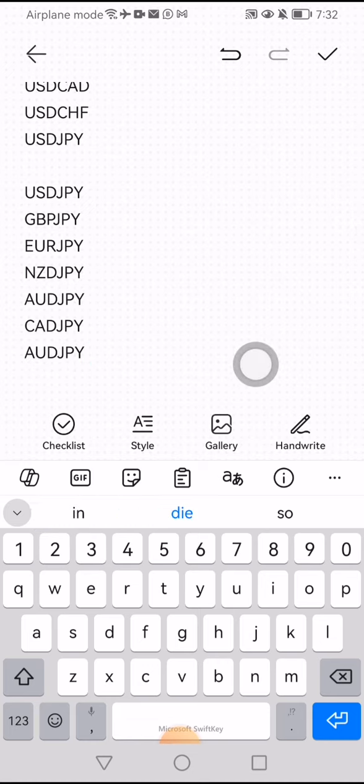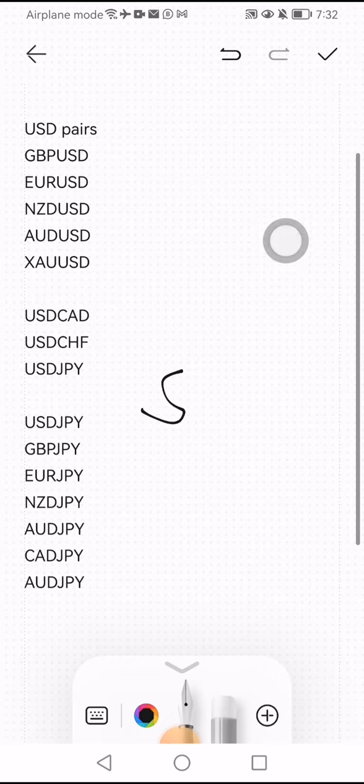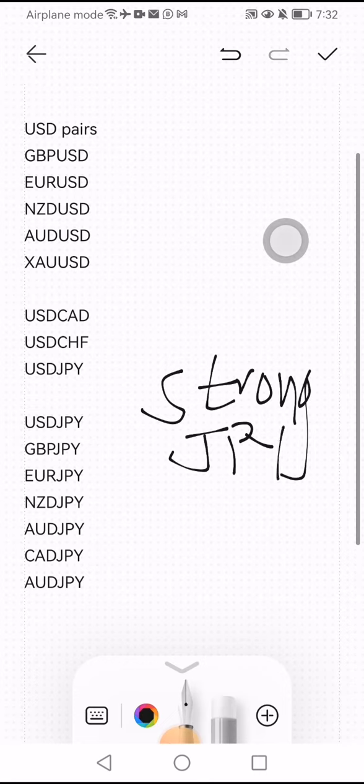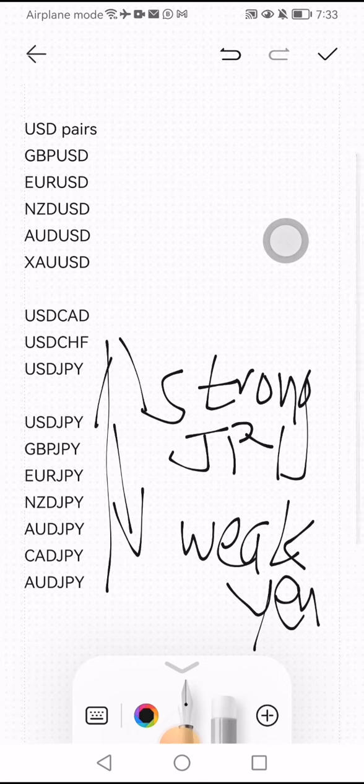So if you look at all this, if we have a strong yen, what do you expect? A strong JPY, or Japanese yen, all these are going to sell. Price is going to go down. If we have a weak yen, what's going to happen? Price is going to go all the way up. For all of these, it might be at different intervals, but the direction is the same.